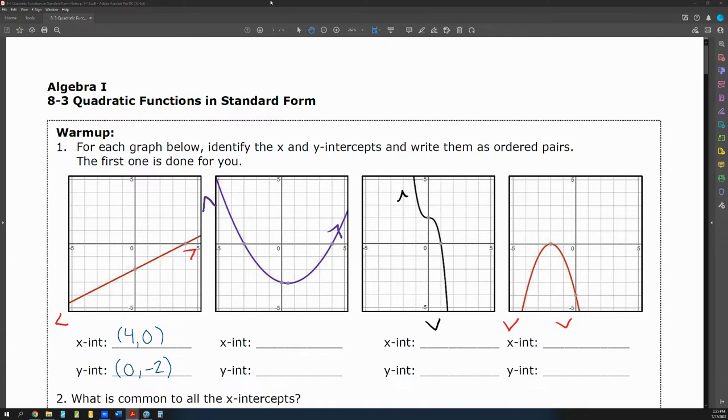Hi everyone. Today we're going to be completing our notes on quadratic functions in standard form. So to begin, I want to take a look at this warm-up here. Here I have four graphs and I want to consider the x and y intercepts.